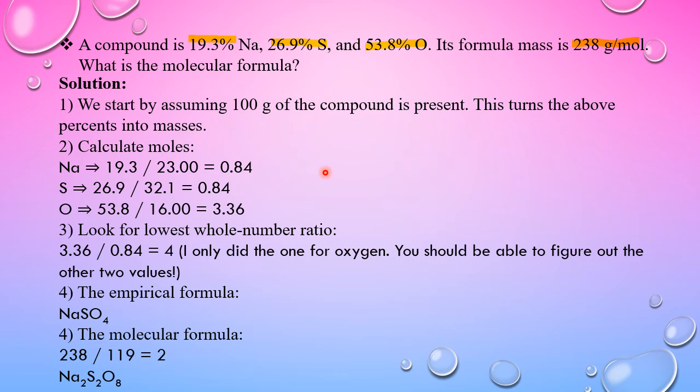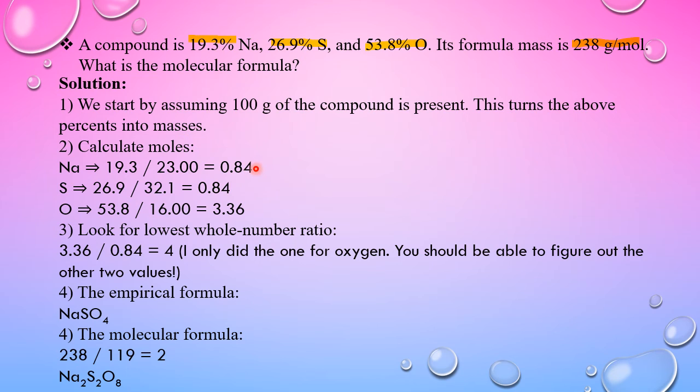Now we are going to look into how we are going to solve this question. So the percentage is given, we have to find out the moles. Now moles, n, is equal to given mass upon atomic mass of that particular element. So 19.3 upon 23, we have 0.84 mole. Similarly sulfur 0.84 mole, and oxygen we have 3.36 mole.